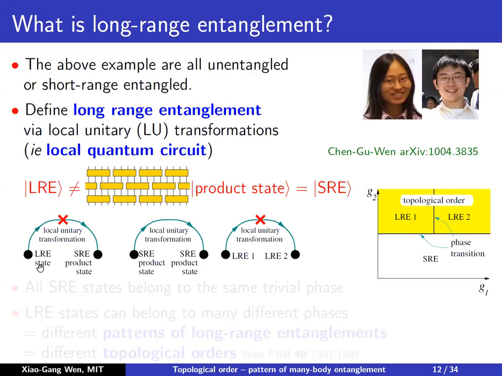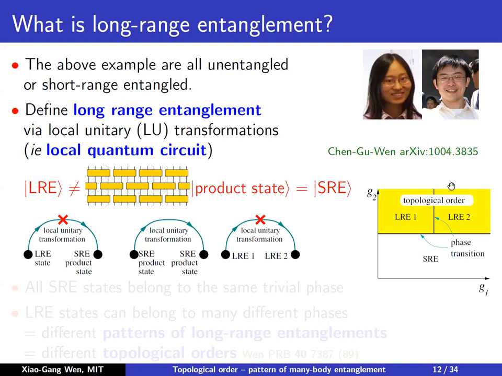So this means that there exists topological order. Topological order means there exist different states which are not connected to a product state via local unitary. Not only does there exist long-range entangled states, there are many of them, because although the short-range entangled states are all connected to each other by these local unitaries, the long-range entangled states may not be. Actually, they are not. So there are different long-range entangled states. They are not connected by local unitary transformation, so they belong to different phases.